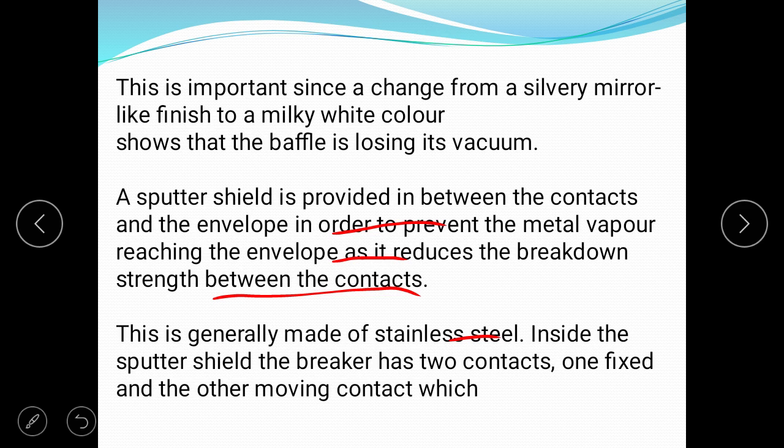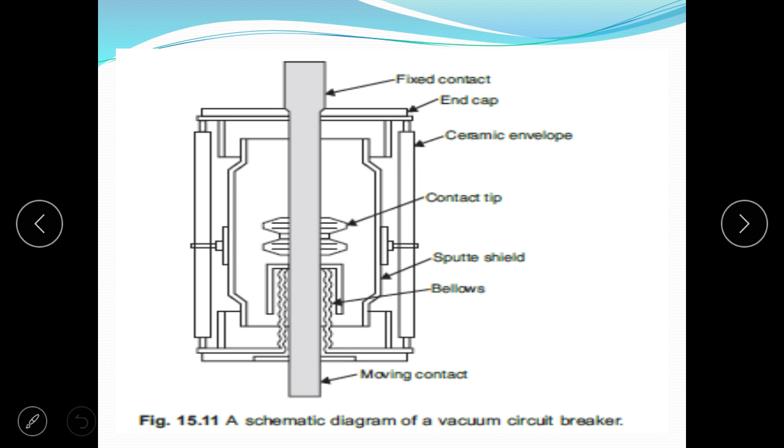Inside the sputter shield, the breaker has two contacts. One is the fixed contact and the second is the moving contact. So the basic circuit diagram or figure of a vacuum circuit breaker is shown here. Basically there are two contacts, one is the fixed contact and the second is the moving contact. And the whole portion is covered in a ceramic envelope.